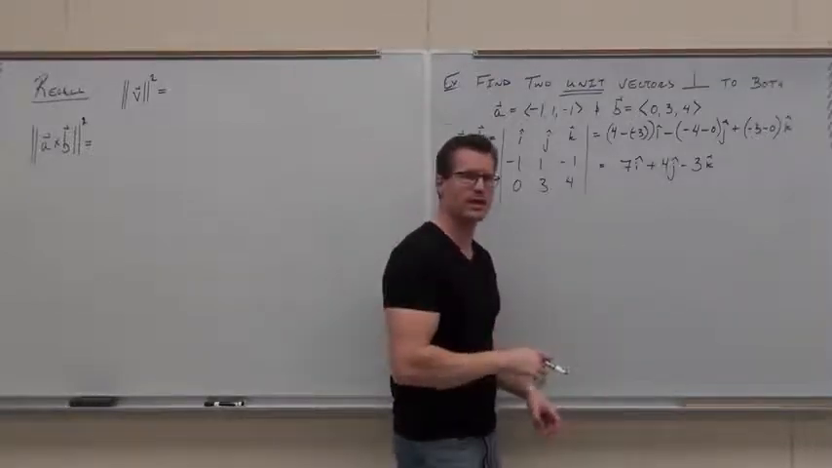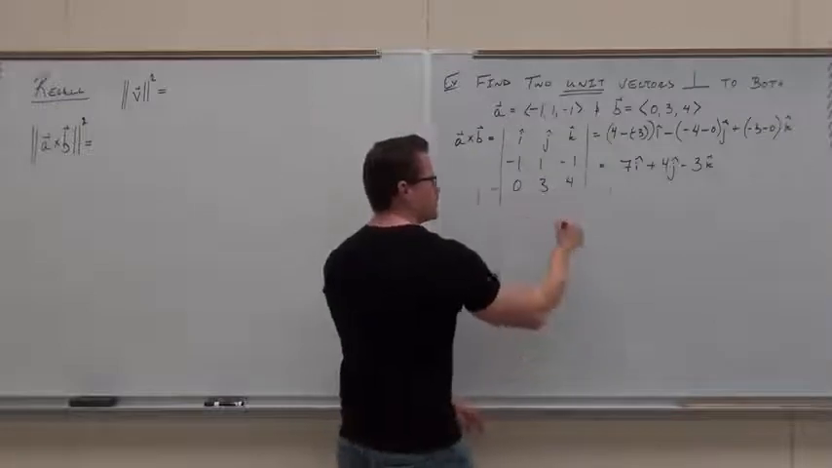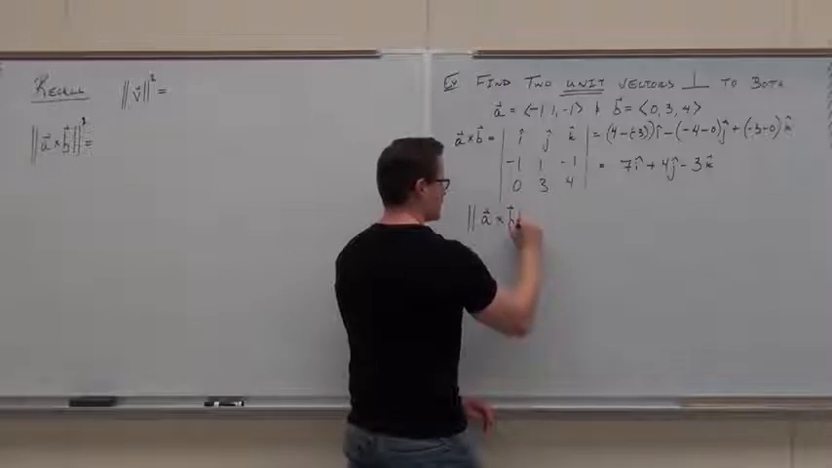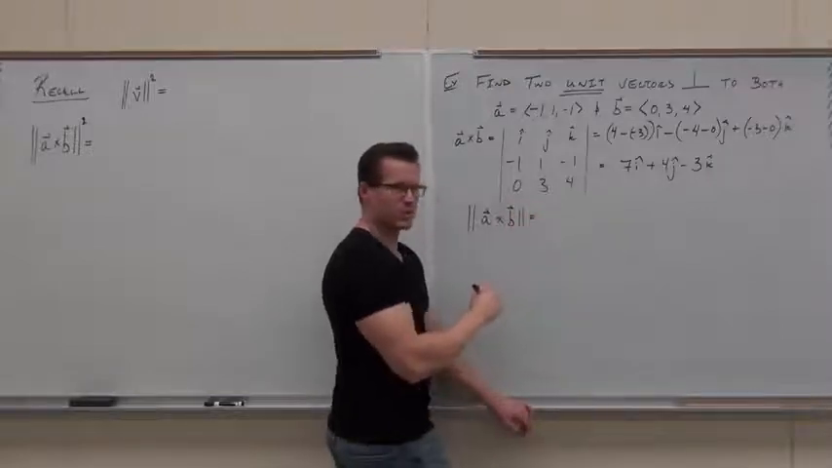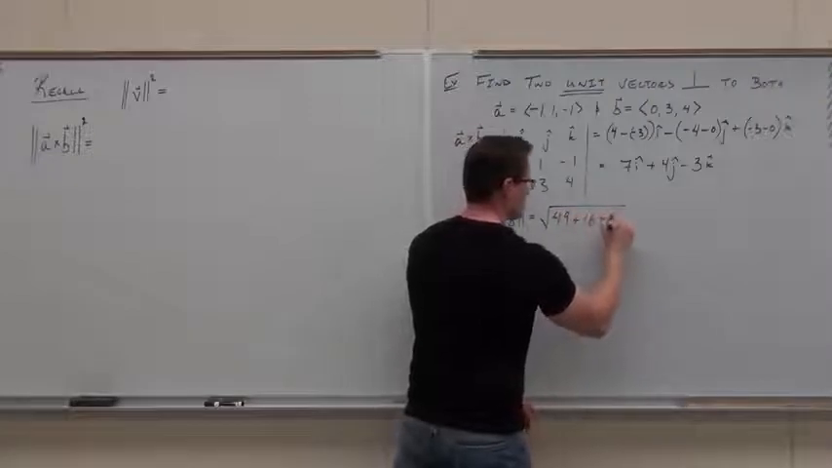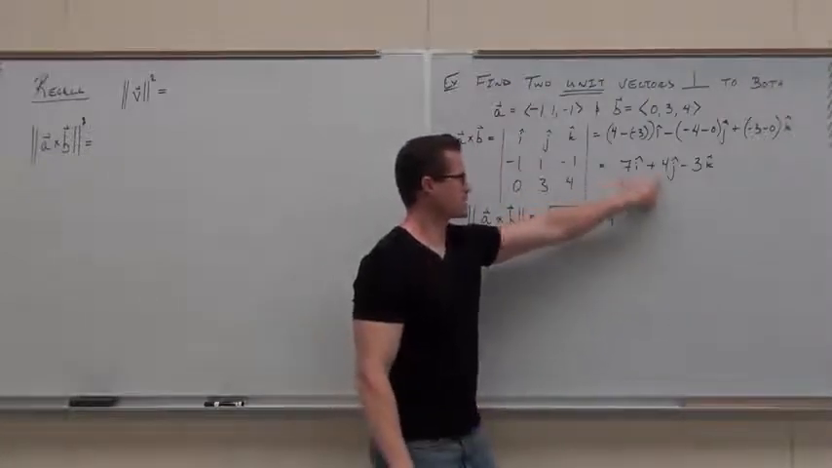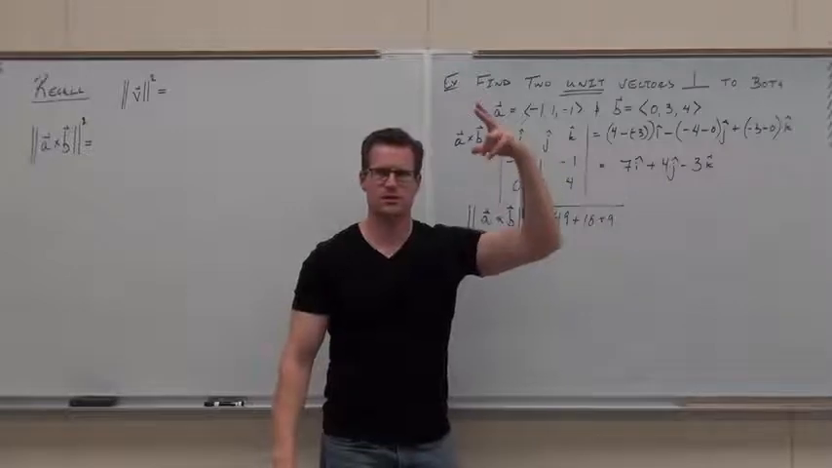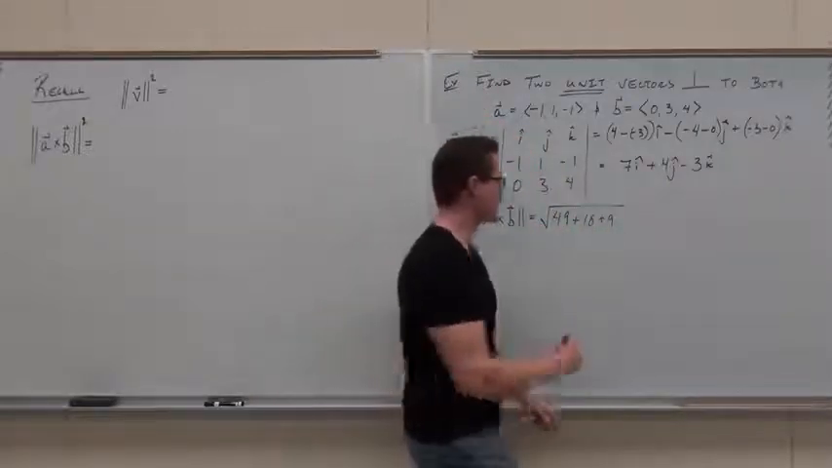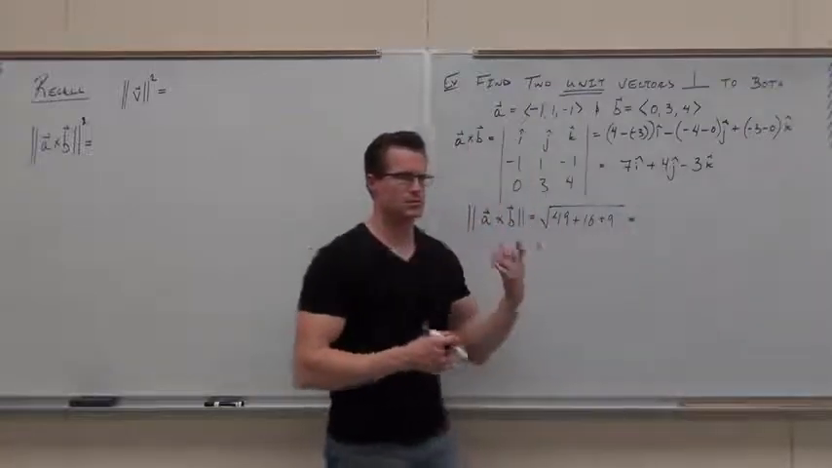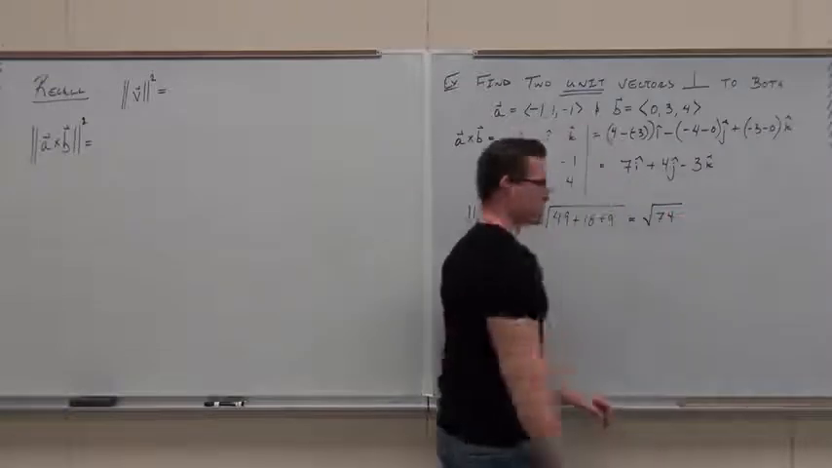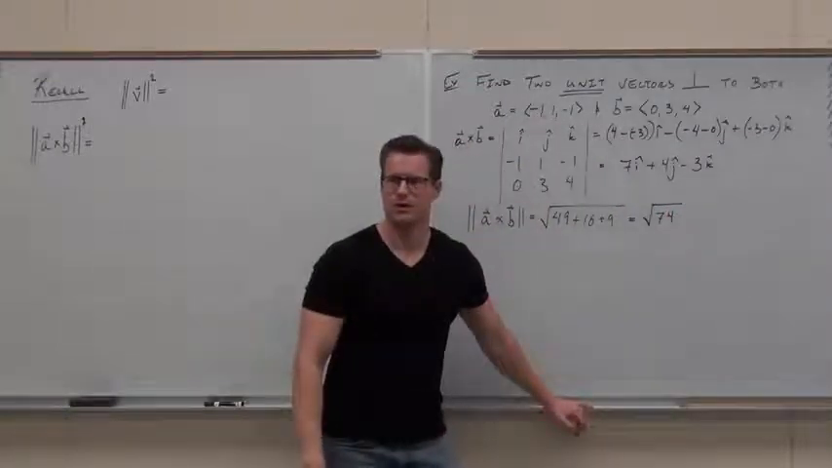So if you haven't done it already, we're going to do it now. The magnitude of A cross B, pretty easy to find. 49, 16, 9. We take the squares, add them, square root them. Never a negative in there, it doesn't even matter. Double check, 74? Perfect. What do we do with that?